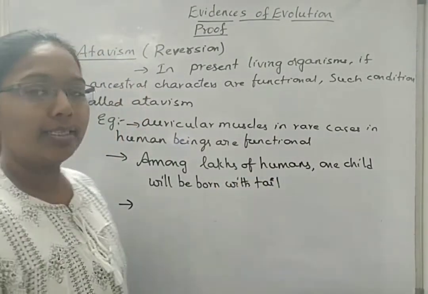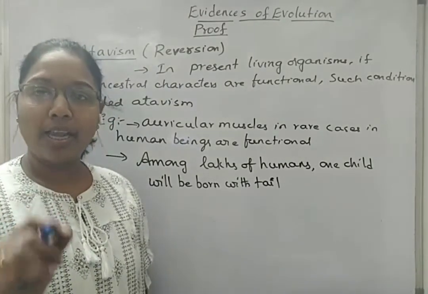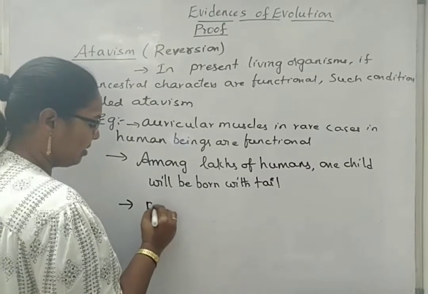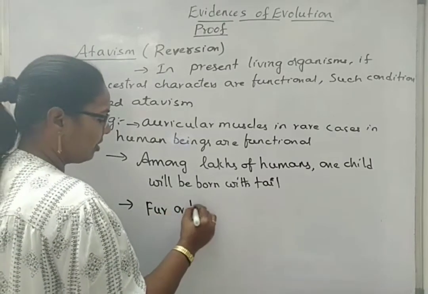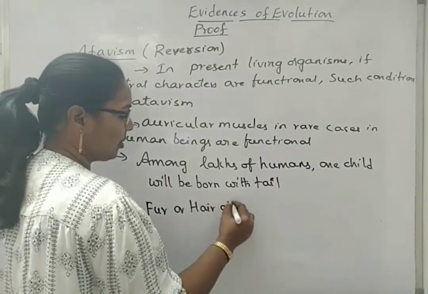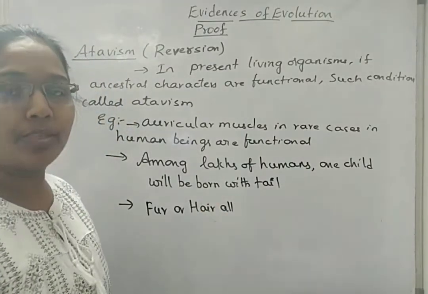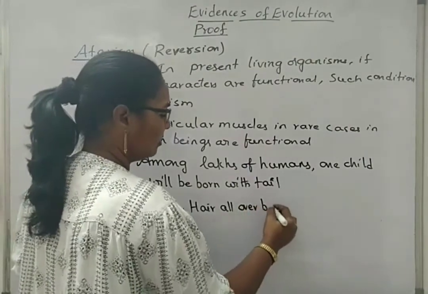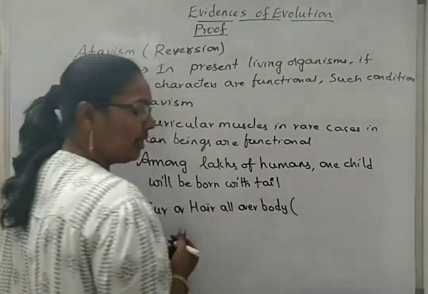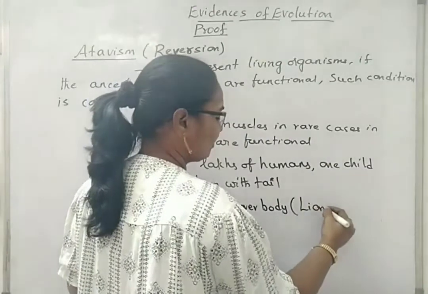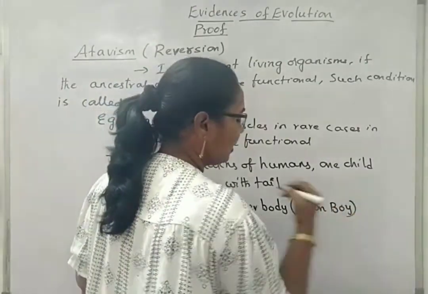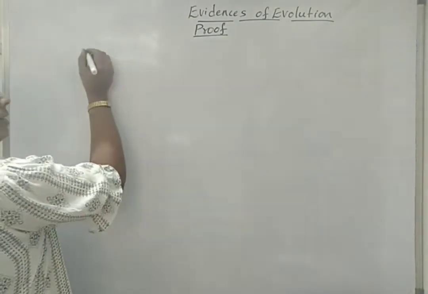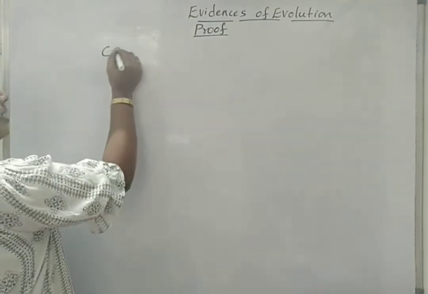Next, another example is fur or hair all over the body. Mostly we see such a condition only in animals. Such a child, having hair all over the body, is called lion boy. The example is lion boy. Another proof for evolution is connecting links.